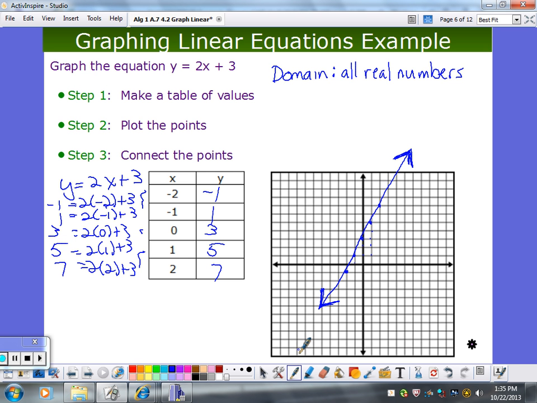So are the arrows important? You betcha, right? If you don't have the arrows there, you have not represented the domain of all real numbers. Now what's my range?